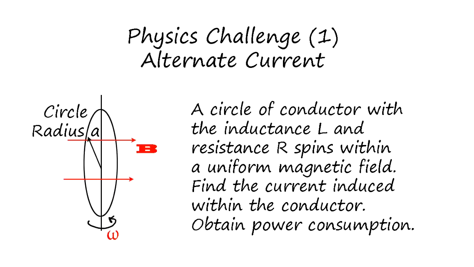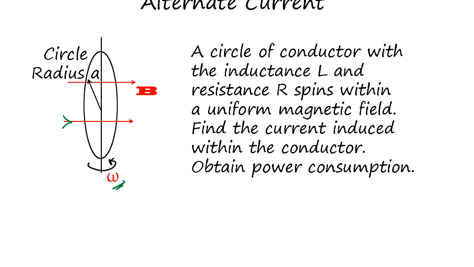Alternating current: we have a magnetic field, and a circular ring of conductive wire is spinning around in this direction. The radius is A. When the area A is orthogonal to the field, we have the total magnetic flux going through the ring, BA.